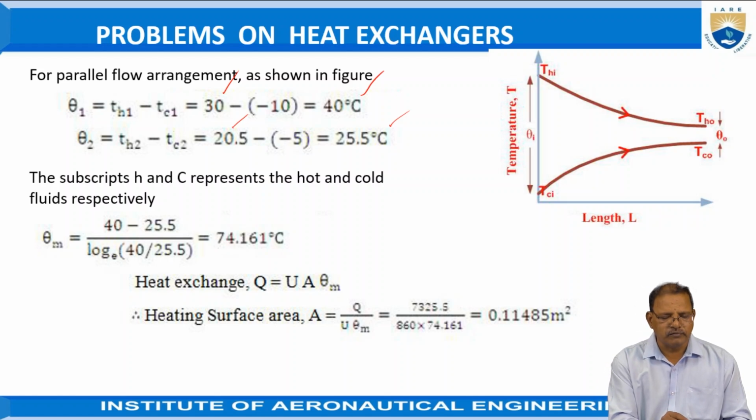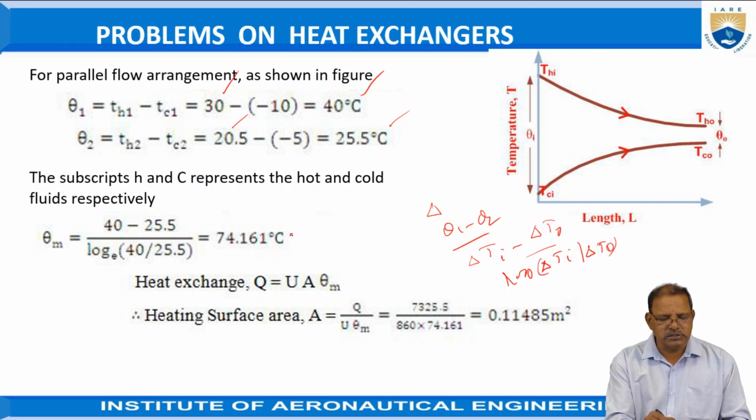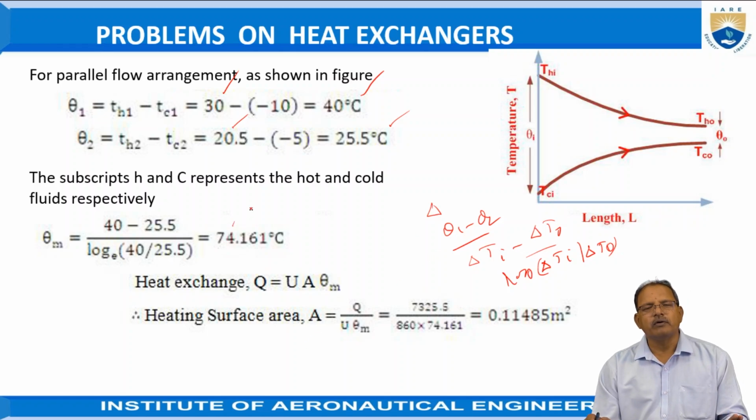So Tm, the logarithmic mean temperature difference, is equal to 40 minus 25.5, that is delta theta 1 minus theta 2. Theta 1 is the temperature difference at the inlet minus the temperature difference at the outlet, divided by log of the temperature difference at inlet divided by the temperature difference at the outlet now. So by substituting these values in this equation, we got this value is equal to 74.161 degree centigrade.